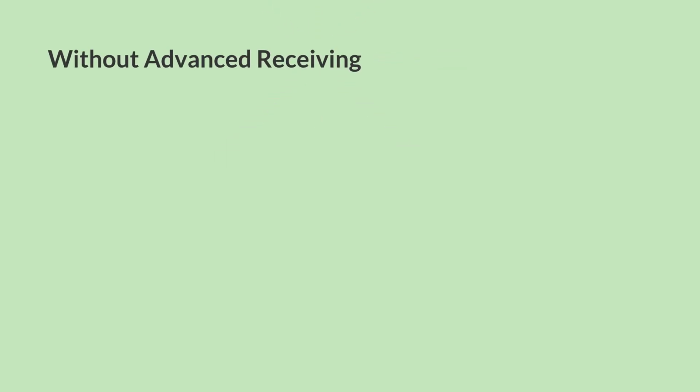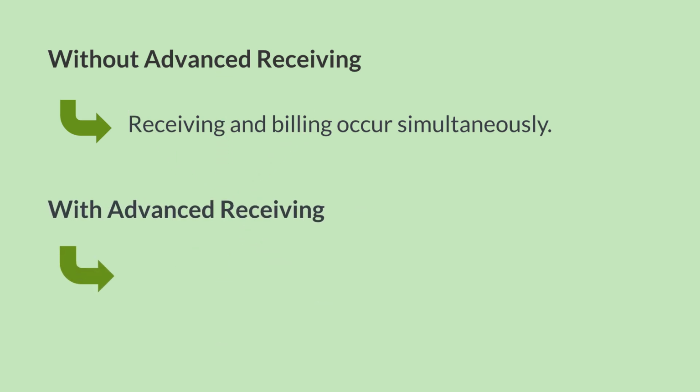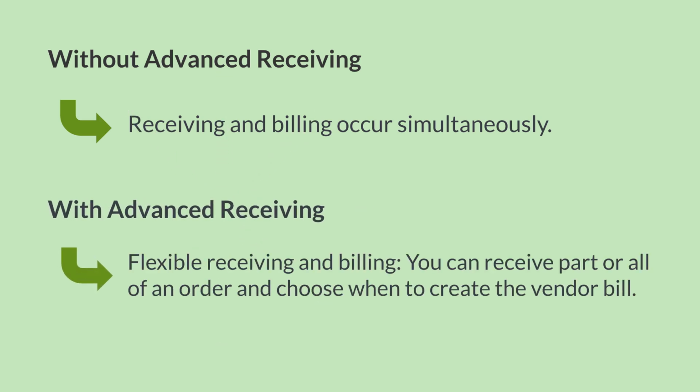Without Advanced Receiving enabled, receiving and billing orders occurs at the same time. In one process, NetSuite would mark orders as being received, update those items in inventory, and create a vendor bill for the order. With Advanced Receiving, however, you have more flexibility in when you create a vendor bill. You can receive part or all of an order, and you can determine when to create the vendor bill.